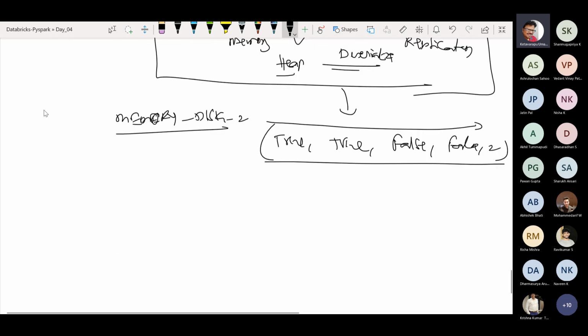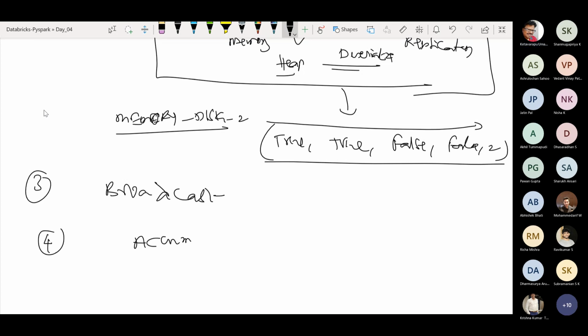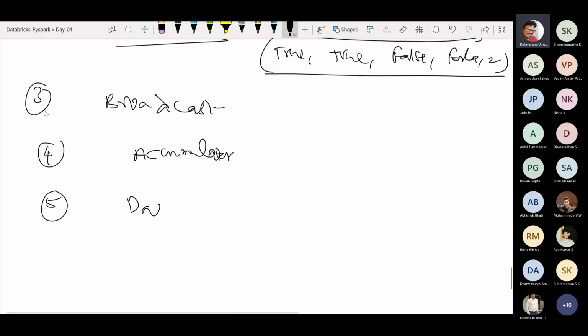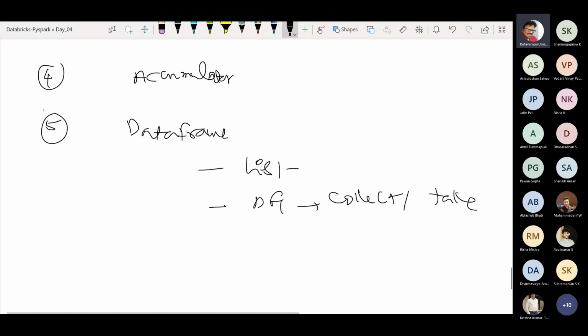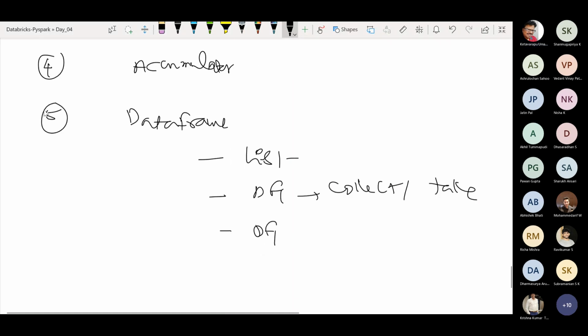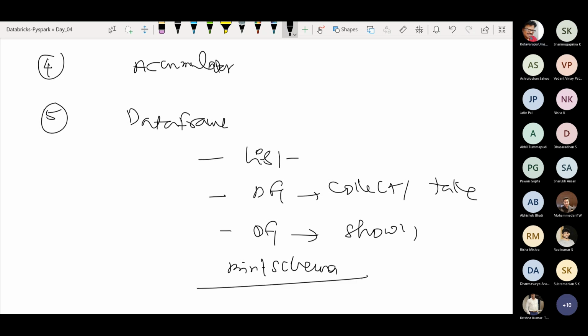After this, we have seen broadcast and then accumulator. Latest, we have seen data frame creation, of course, with a list. And there we observed how a data frame behaves with collect or take, and how it behaves with show. Show is a tailor-made method. And we have printSchema, and there is an analogy related to printSchema. So with this, we are stopping here, guys.